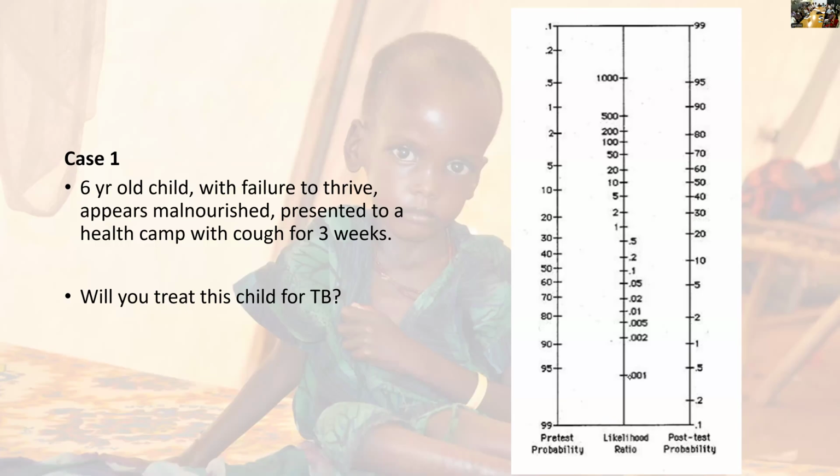But suppose on this patient, when I had applied the test, it had become negative, now what do we do? We have a pretest probability of 80. We have a negative likelihood ratio of 0.6. So 0.6 is here somewhere. When I apply it, my post-test probability is still 70. So will you treat this child even though the test became negative? We should. At least we should evaluate.